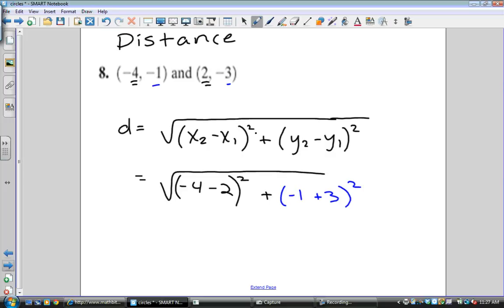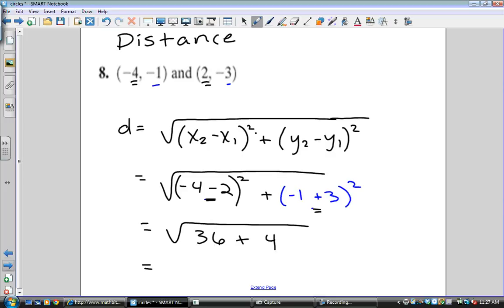Okay, now, before we square here, we're going to do what's inside the parentheses first. So now, if we subtract first here, negative 4 minus 2 would be negative 6. And then negative 6 squared would be 36. So no matter what happens there, because I'm squaring, these numbers always come out positive like a distance should be. Negative 1 plus 3 would be 2. And then 2 squared would be 4.